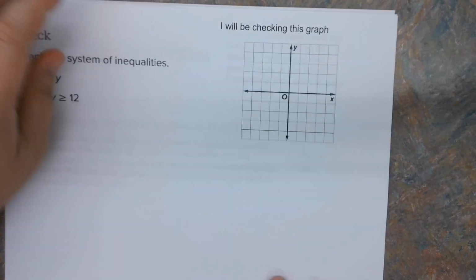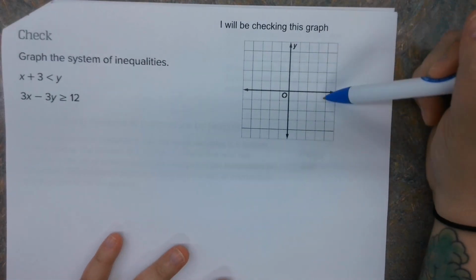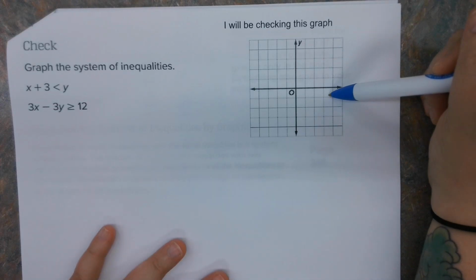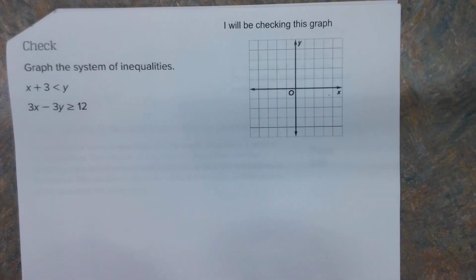Okay, flipping over. Here we go again. This is your check for example 2. This is the graph that I'll be checking in your book. Okay, the work should be in your notebook. The graph should be in your book. Go ahead and pause and do that now.